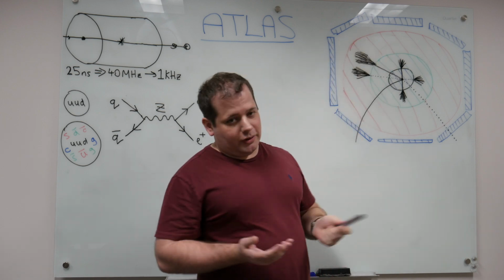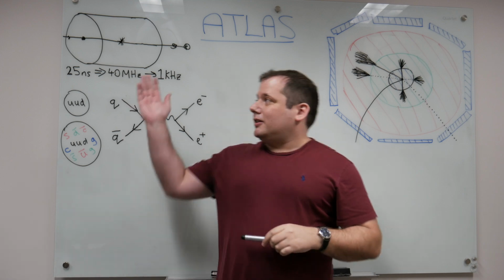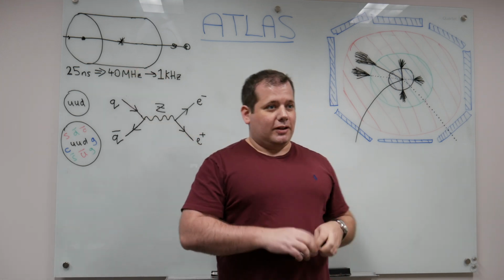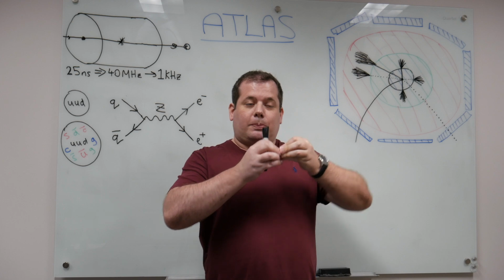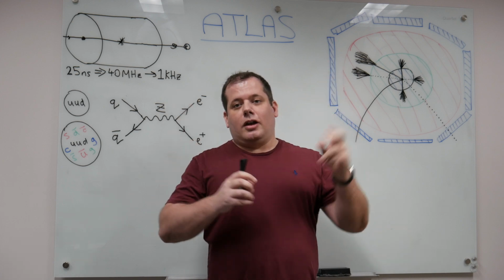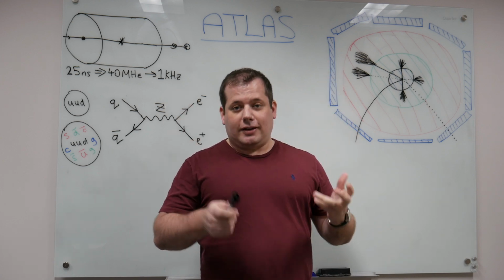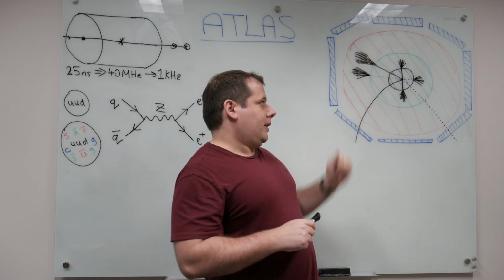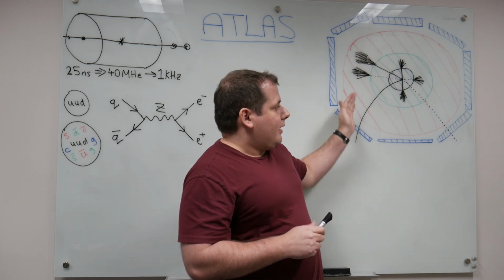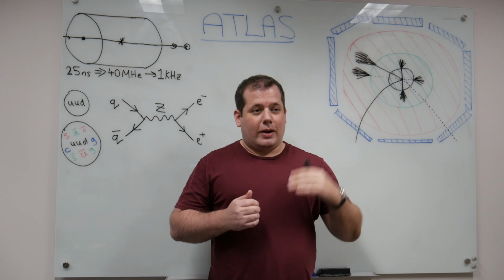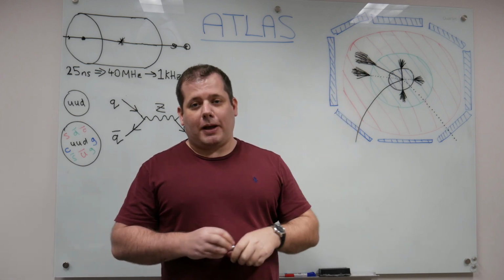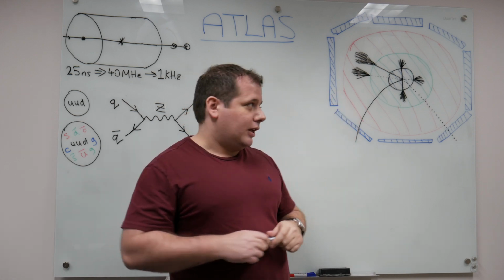So why am I showing you this diagram? Well, we have these collisions that happen at the center of the detector, and then just like an explosion, all of the particles that are created in that collision and their decay products will fly out from that collision point. And the way that the ATLAS detector is designed is to identify all of the different kinds of particles that come out of those collisions.